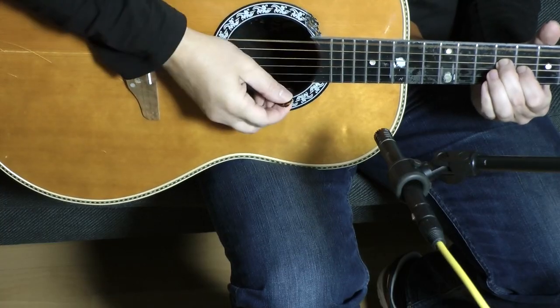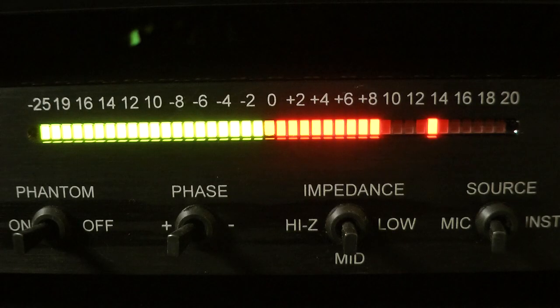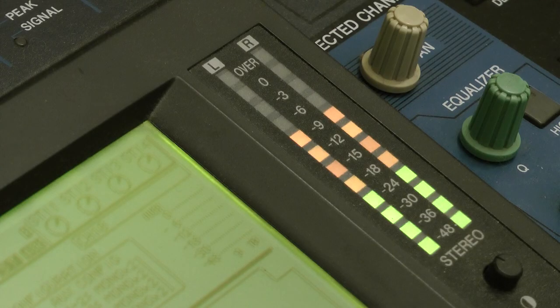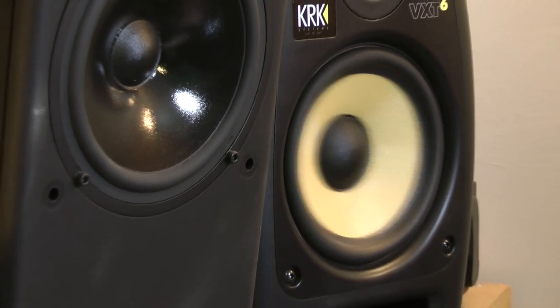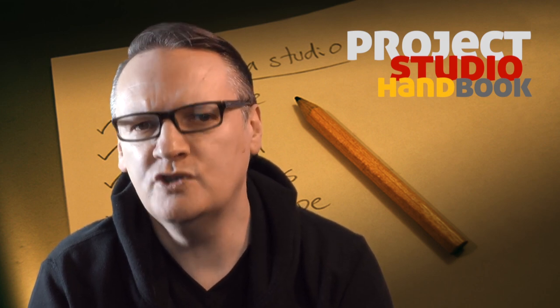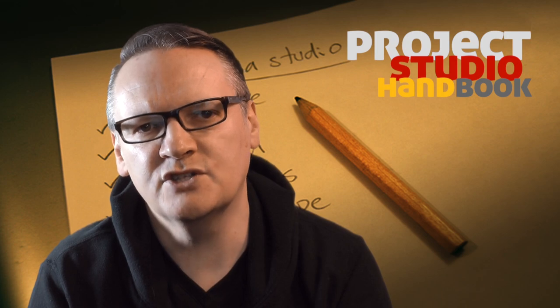A microphone pre-amplifier performs a simple but essential job. It must amplify the very quiet signal coming from a microphone up to line level so that it can be recorded, processed, or sent to a PA or monitoring system. It must do this without distortion and without introducing unwanted artifacts into the signal.